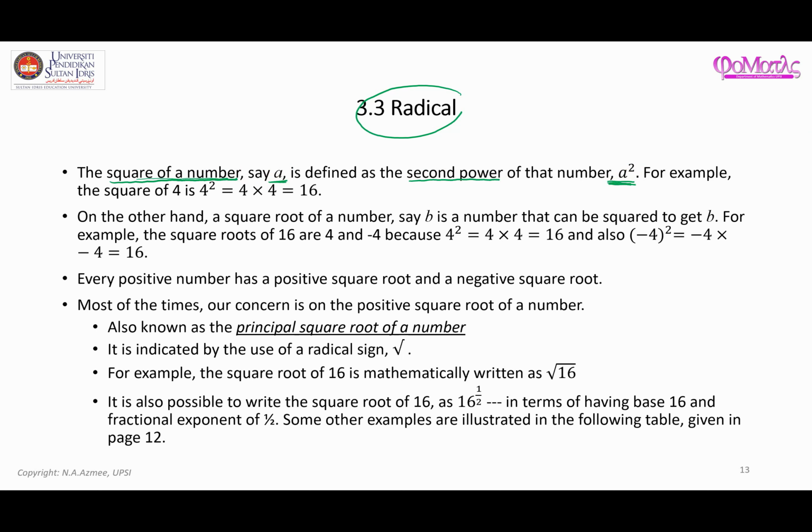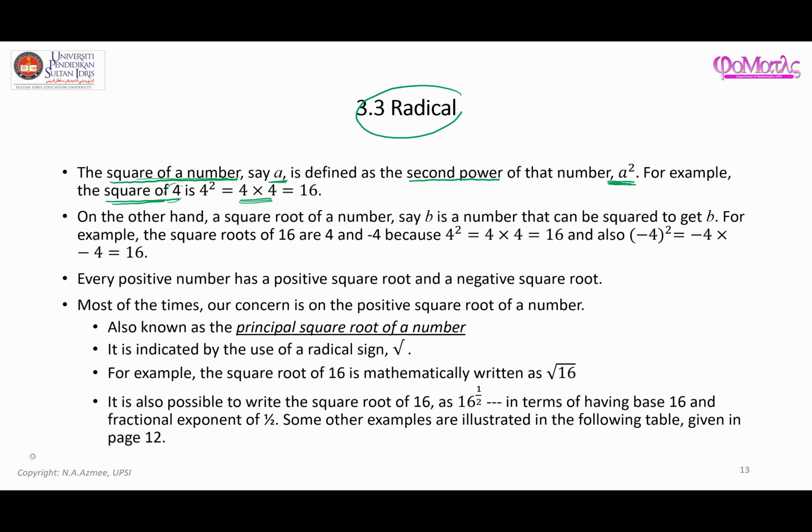So for example, if you say square of 4, it means you're going to take this value 4 and you square it. So you get 4 to the power of 2 because this is the second power, and basically it means 4 times 4, which is just going to be equal to 16. So that is the first term, square of a number.